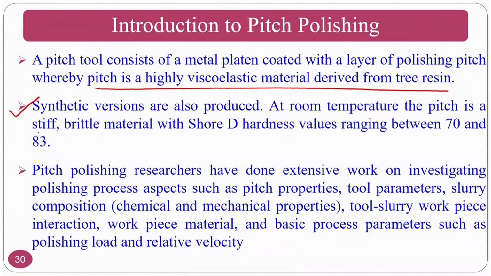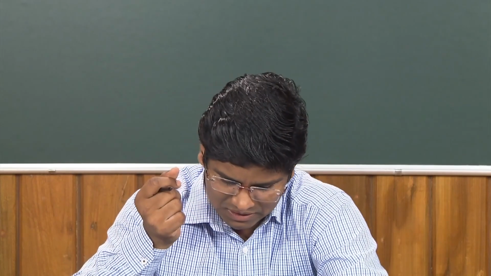These are stiff, brittle materials with Shore D hardness values ranging from 70 to 83. That means the Shore hardness is normally used for measuring the hardness of very soft materials like rubber, elastomers and other things. So normally this pitch's Shore D hardness ranges from 70 to 83.